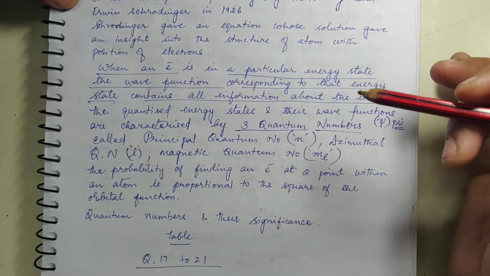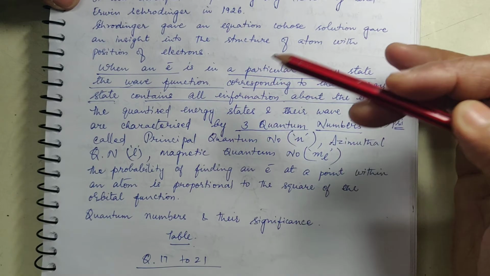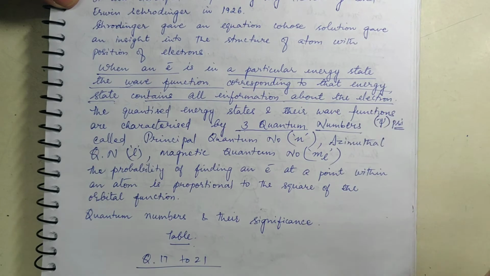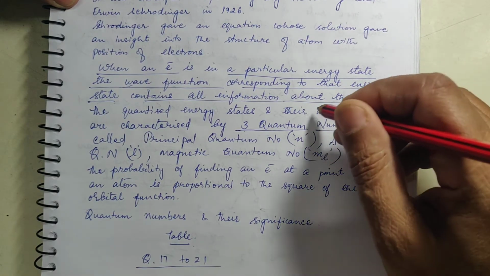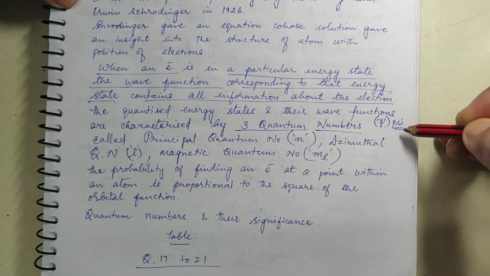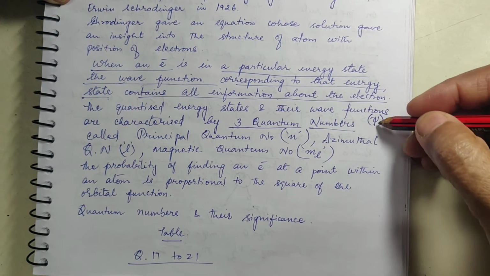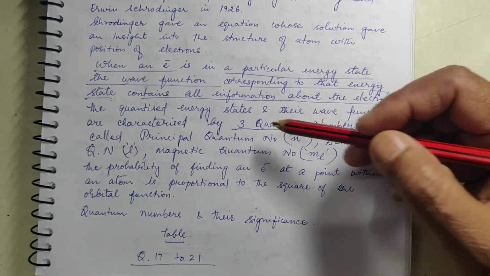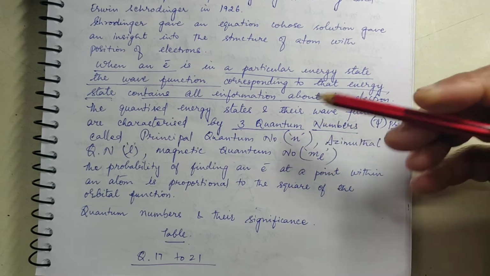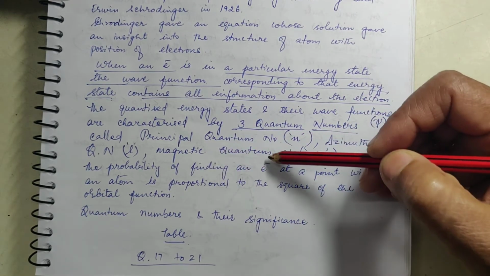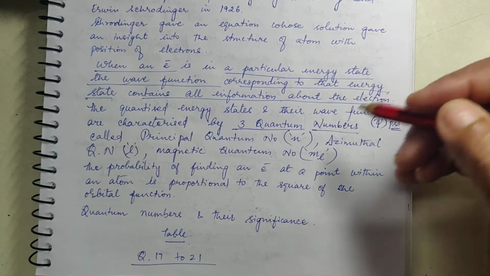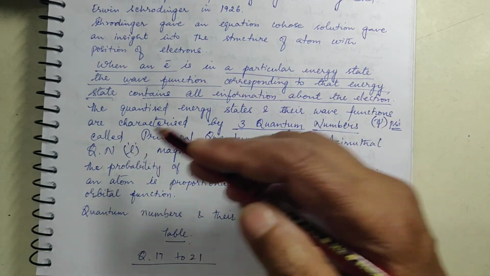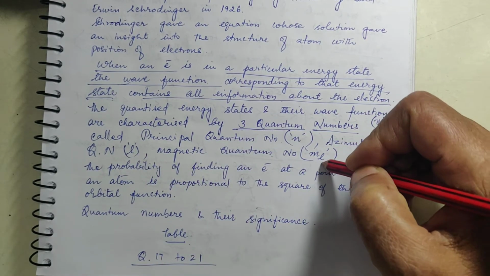And the quantized energy states and their wave functions, they are characterized by three quantum numbers. Wave function is expressed by psi, the p is silent there, the symbol is like this, it is called psi. And what are the three quantum numbers? Principal quantum number, azimuthal quantum number, and magnetic quantum number. Principal quantum number is expressed as small n, azimuthal by small l, and magnetic quantum number as ml.